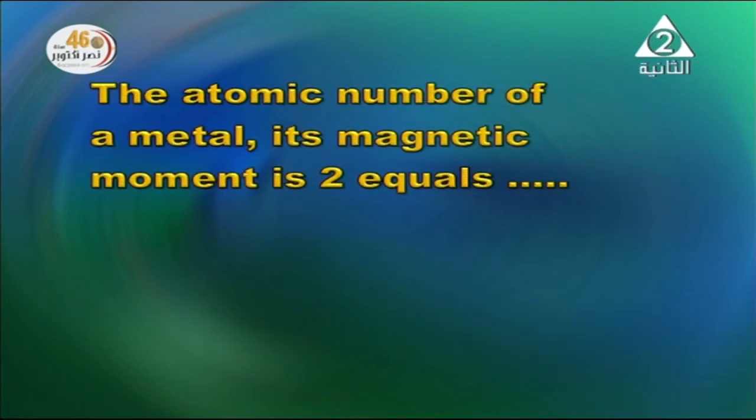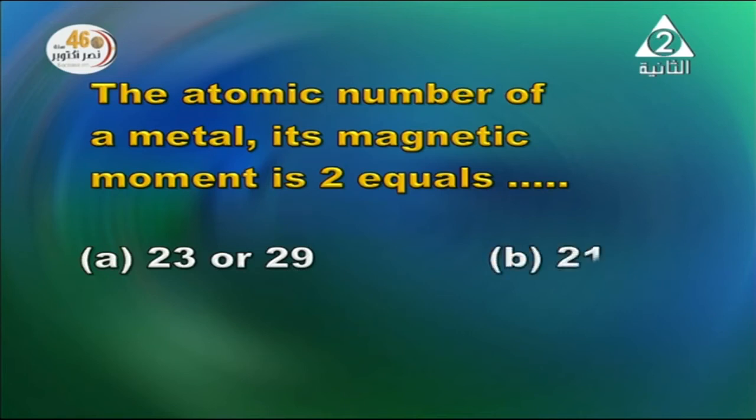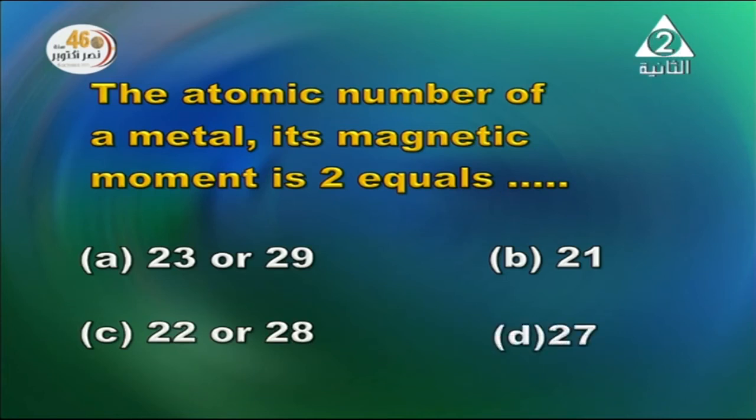Next point. The atomic number of a metal whose magnetic moment equals 2.83, what is it? Is it 23 or 29, 21 or 22, 28 or 27? My dear student, for the magnetic moment to be that value, there must be 2 unpaired electrons in the d sublevel. So the atomic number to have 2 unpaired electrons must be 22 or 28.